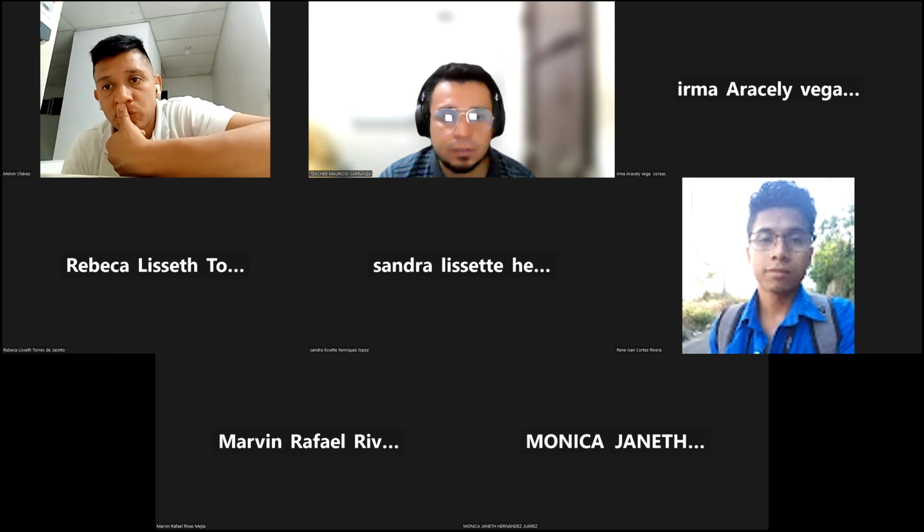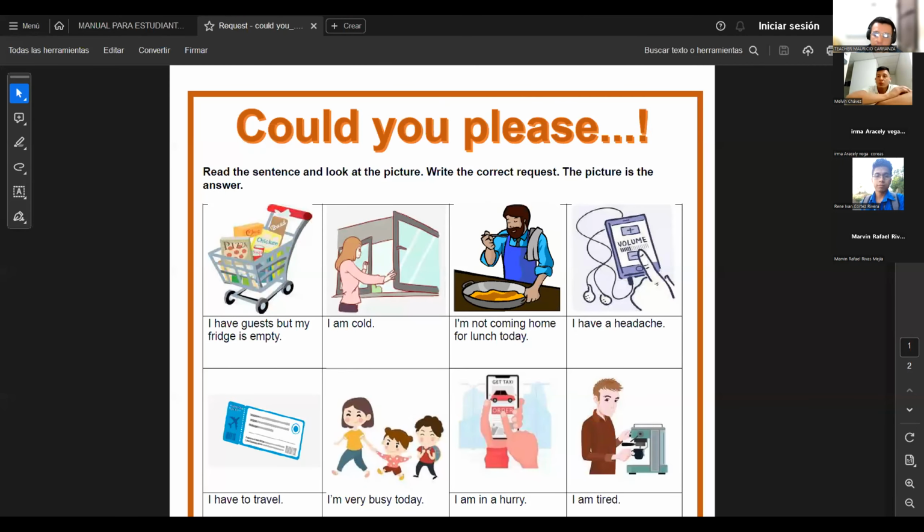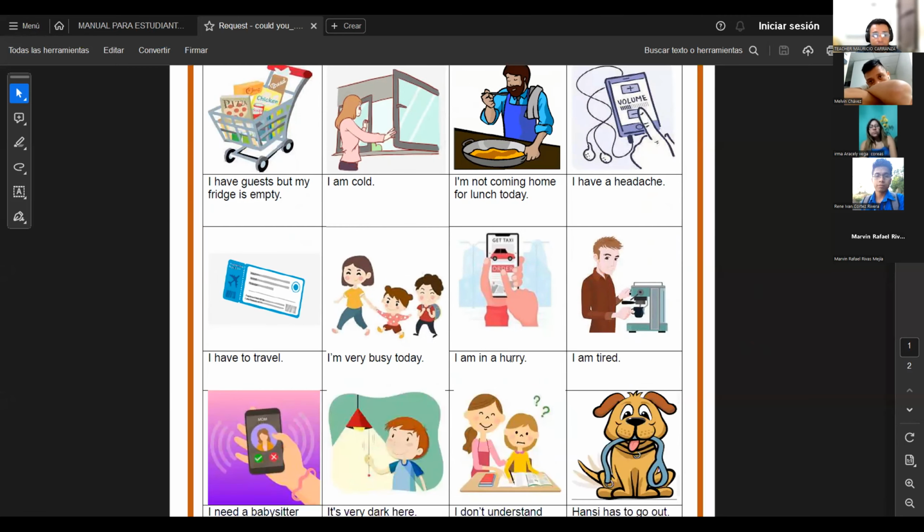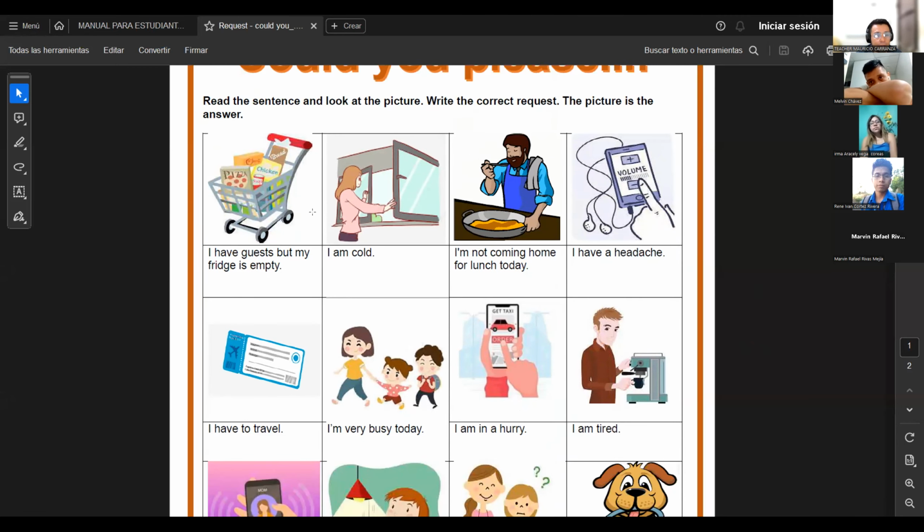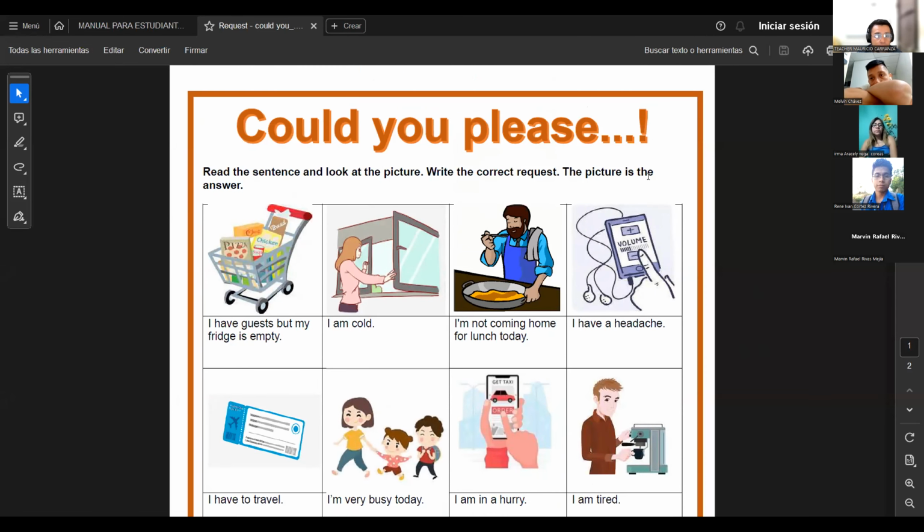Okay, it says, could you please? Obviously, you can use could, you can use would, you can use can, will, or would you mind. Podrían usar cualquiera de esos, no solo could. Es como para que usen variaciones. Would you please, could you please, can you, will you, or would you mind? Okay. These are like the ideas. Read the sentence and look at the picture. Write the correct request. The picture is the answer, right?